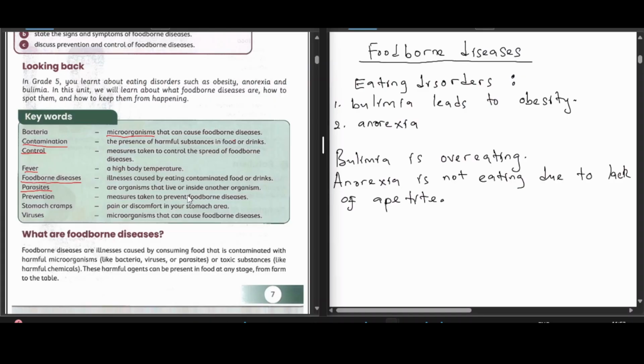Or we can talk about a botfly. Let me show you an example of a parasite in the case of a botfly.